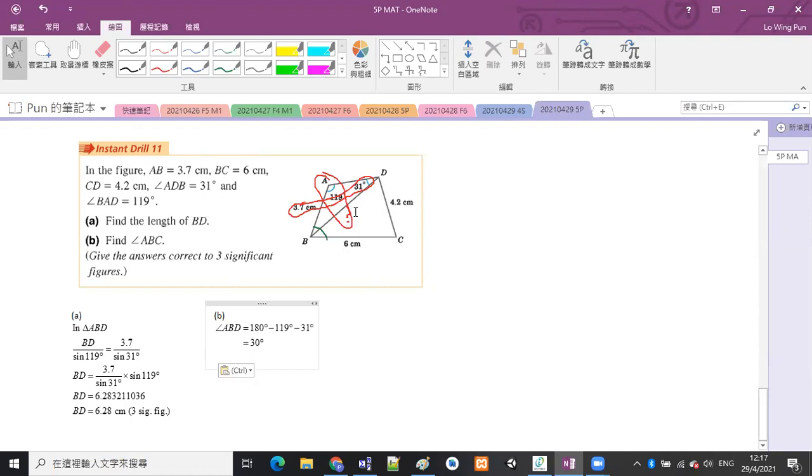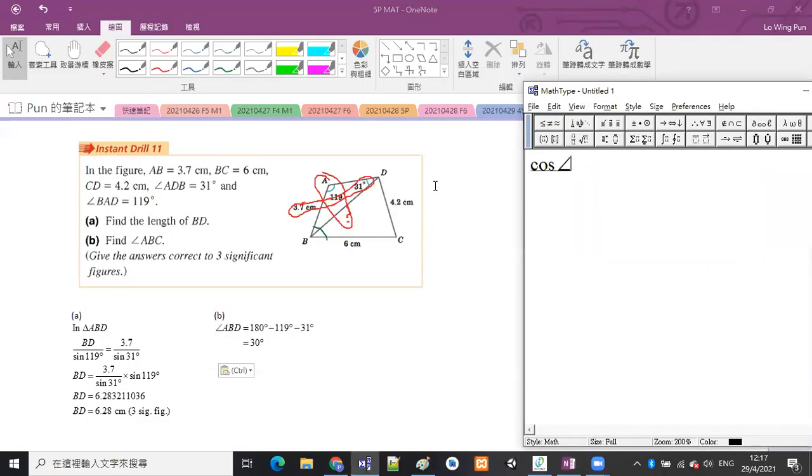But angle CBD belongs to triangle CBD. And we have all the three lengths now, because 6 cm is given, 4.2 cm is given, and we have found the length of BD in part A. So we cannot use the sine formula because we do not have any angle, and so we need to use the cosine formula to find angle CBD. So cosine angle CBD is equal to a fraction, and we need to fill in the negative term first.